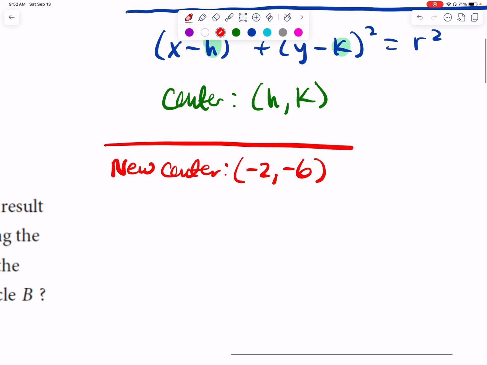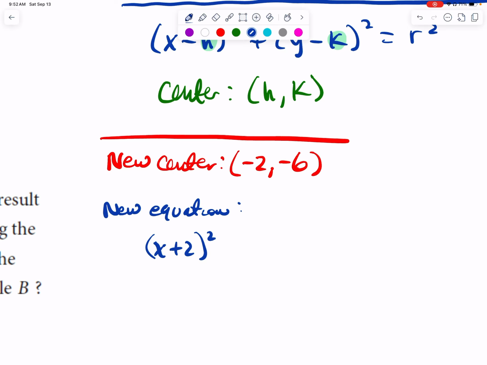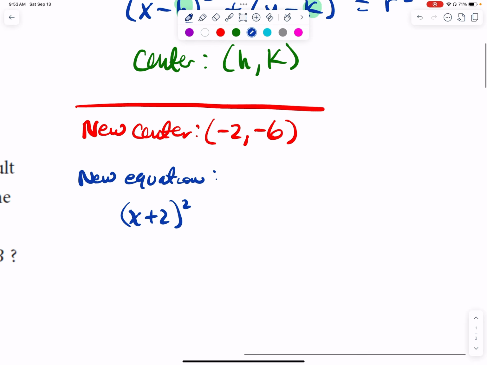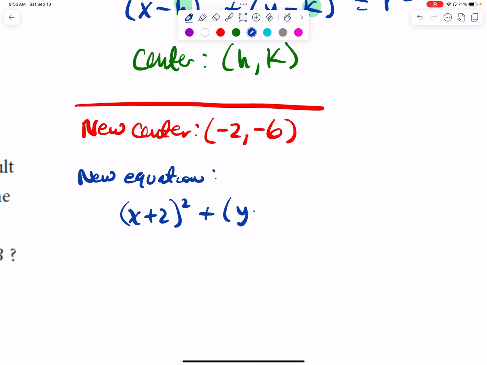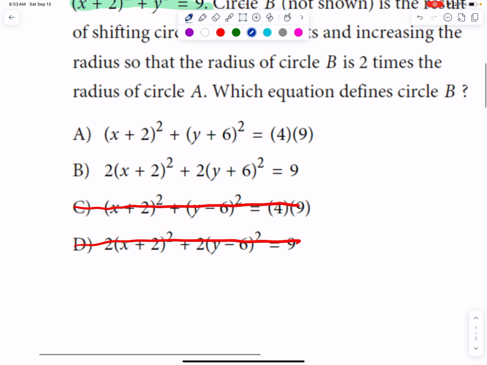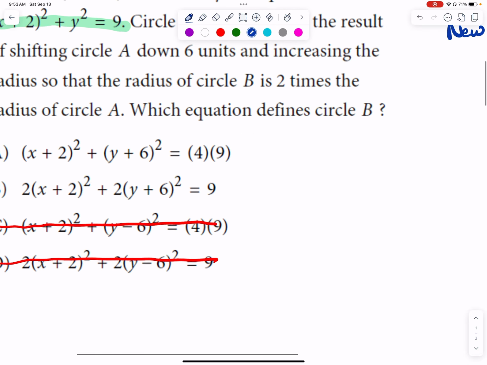So here's what the new equation should look like so far. New equation. So the new equation is x minus a negative, so +2 squared. So we didn't shift it left or right, so it should match up exactly with this guy. Plus quantity y minus a negative, so +6 squared. And then equals something over here that we haven't quite talked about just yet, but we'll get to that. Okay, so that gives us basically a choice between answer choice A and B, so a 50-50 kind of choice there.